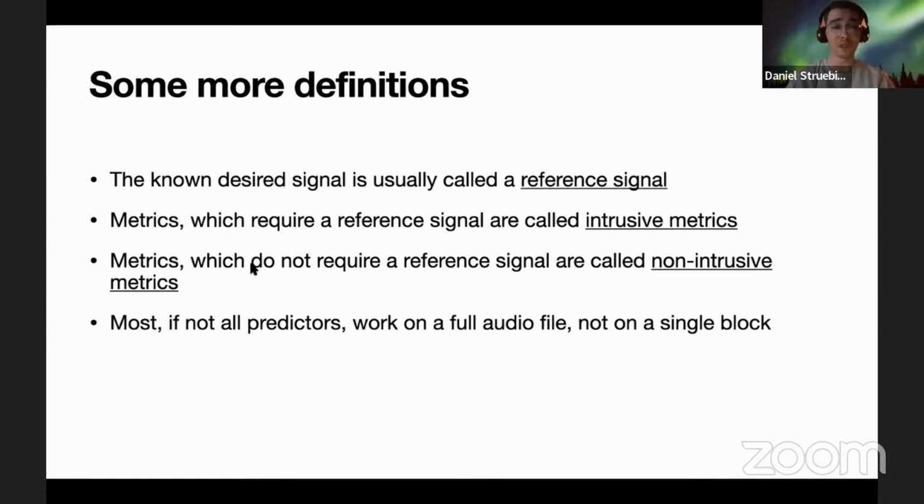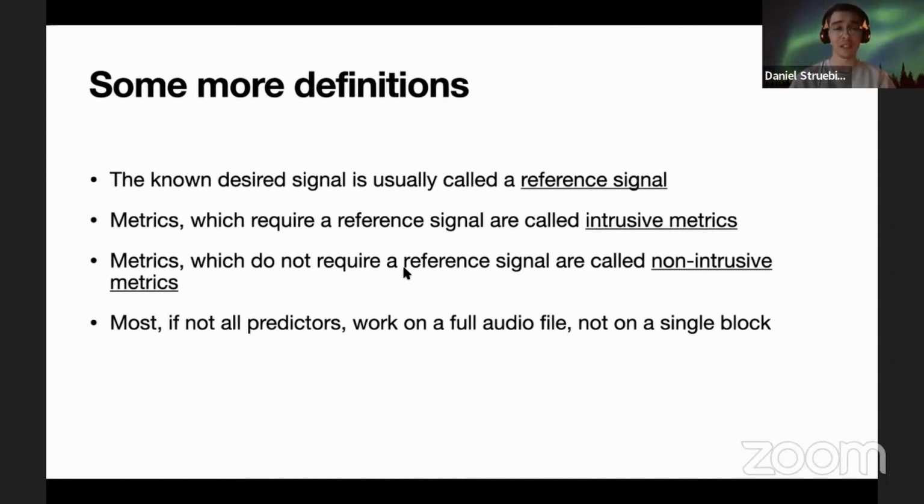But there are also metrics which do not require a reference signal, and these are called non-intrusive metrics. So they basically have an innate, sort of inbred sense of knowing what good and what bad is, and they do not require an upper reference right here.